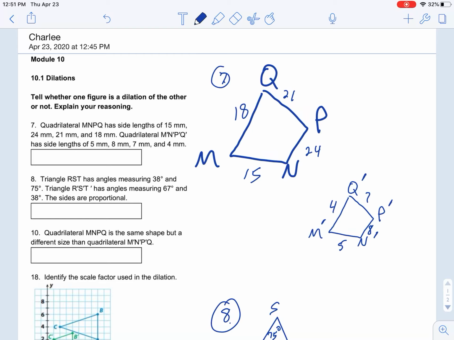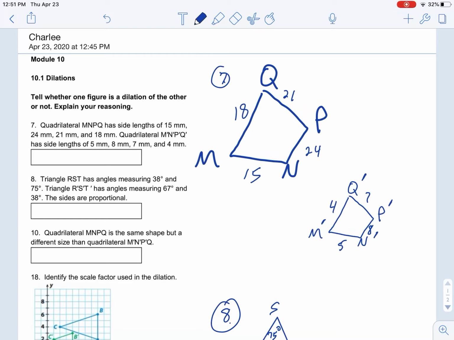So basically you start with a shape and then you look at another shape and you say, could this second shape be a larger or smaller version of the first shape, by either making it shrink or making it get bigger? Kind of like blowing up a balloon. As you blow it up, generally the shape doesn't change, just the size does.